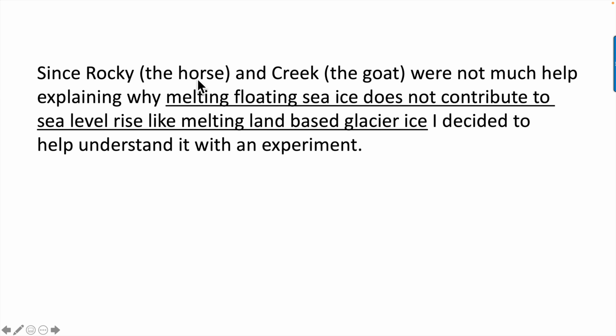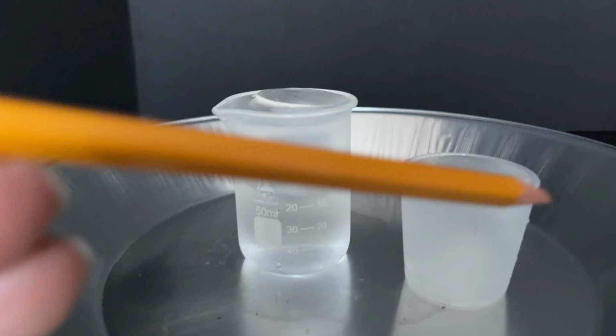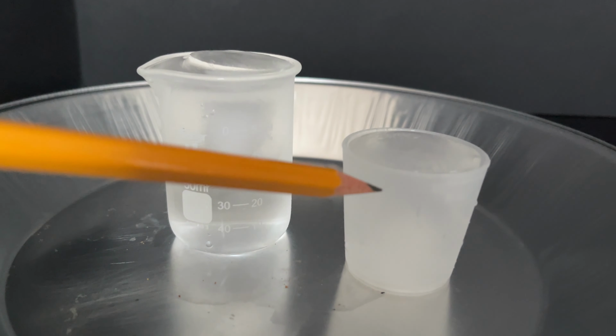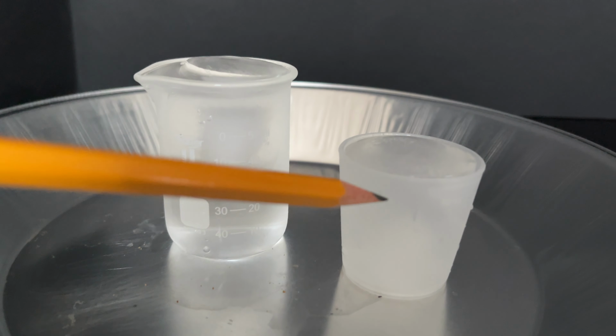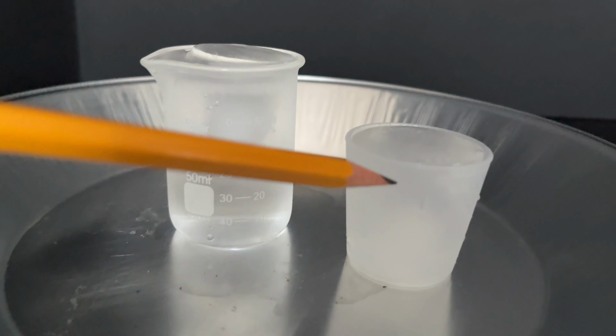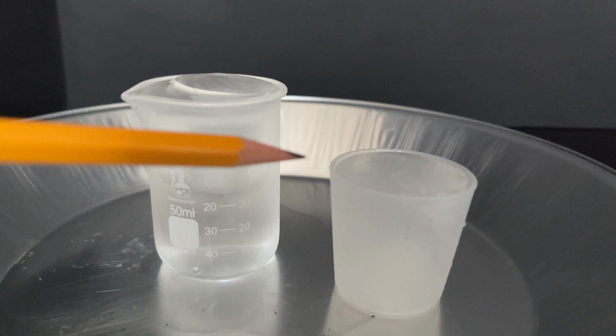Well, since Rocky the horse and Creek the goat were not much help explaining why melting floating sea ice does not contribute to sea level rise like melting land-based glacier ice, I decided to help understand it with an experiment, and that's what this video is about. I had two medicine cups here, measuring cups. You measure out 30 milliliters of whatever, cough syrup, whatever it might be. I filled them right to the brim and froze them.